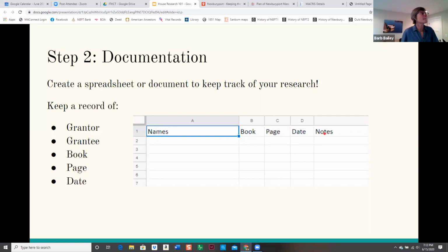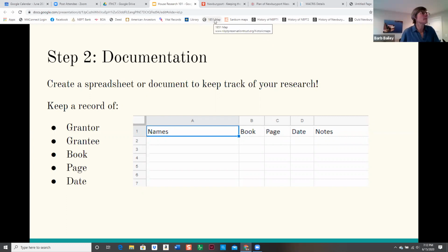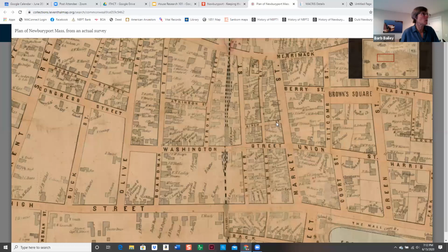information. Hey, Barb, before you get into the detail of the deeds, Mark and Melissa have a question about whether the 1851 map goes further, shows areas further from downtown. So let me come back to the 1851 map.